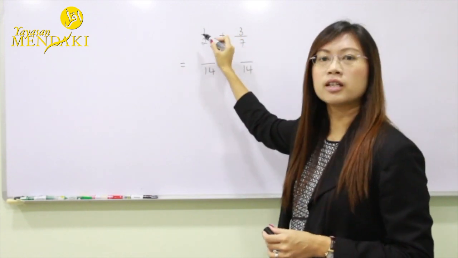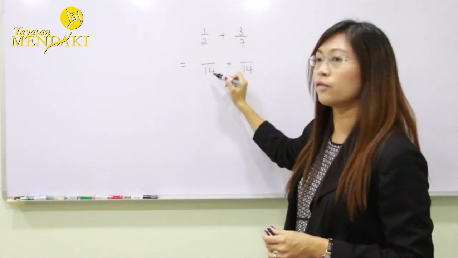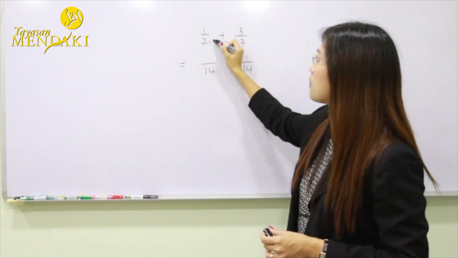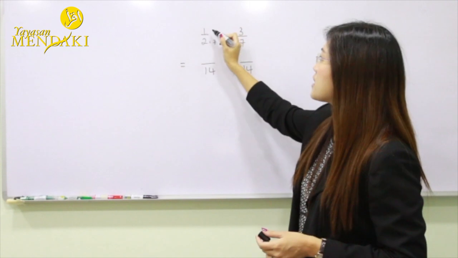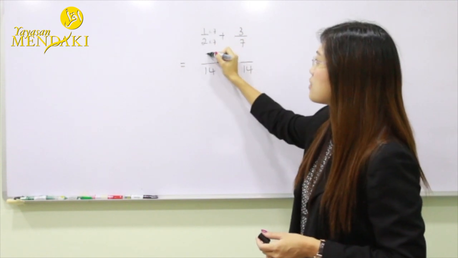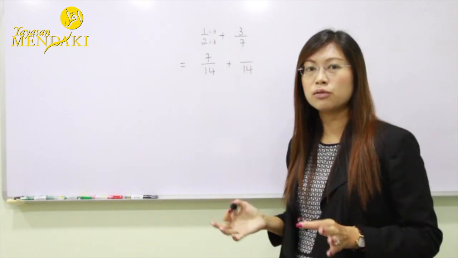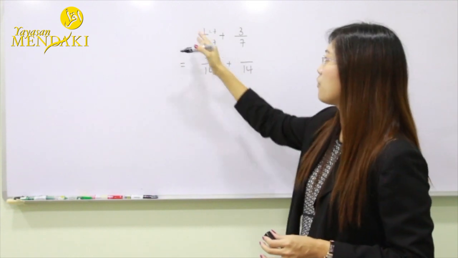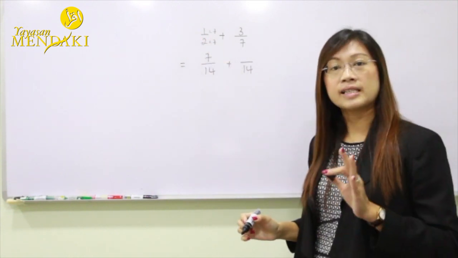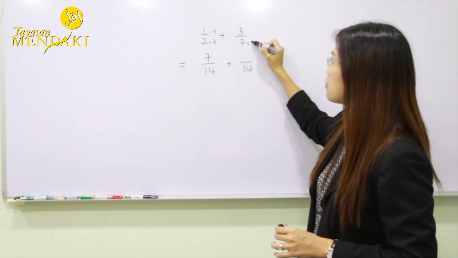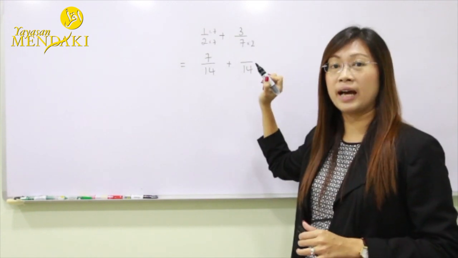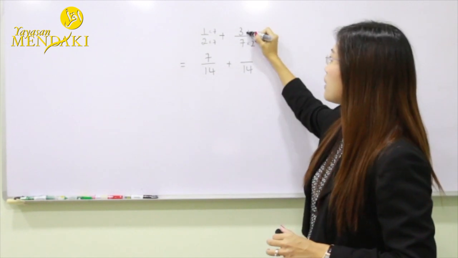Now for the first fraction, in order to convert 2 to 14, you need to multiply by 7 on the denominator. And do the same for the numerator, so this gets you to 7 over 14 as a new fraction to represent the fraction of half. And for the second fraction, to convert the 7 in the denominator to 14, you have to multiply by 2. So do the same for the numerator.